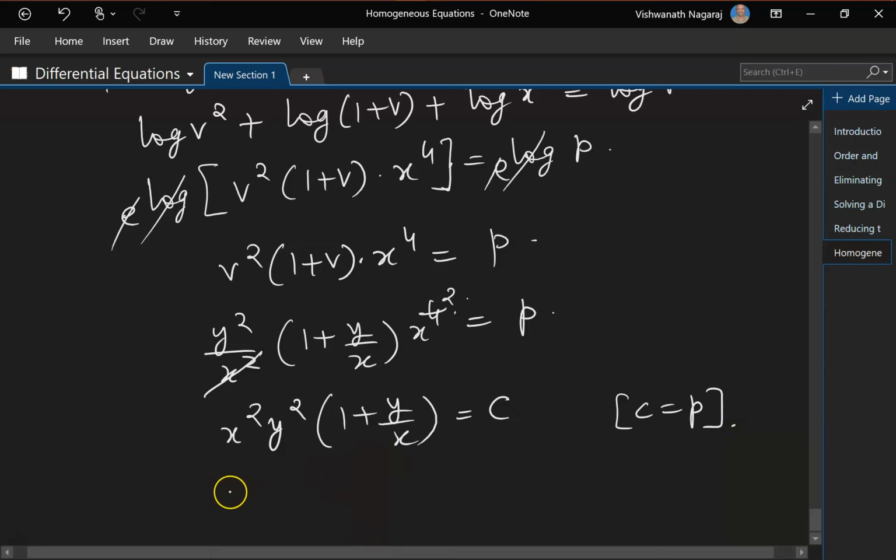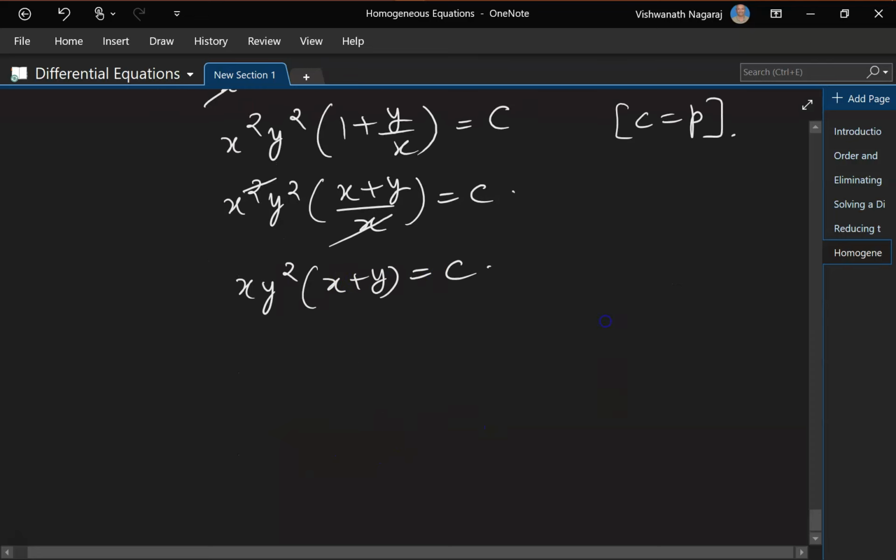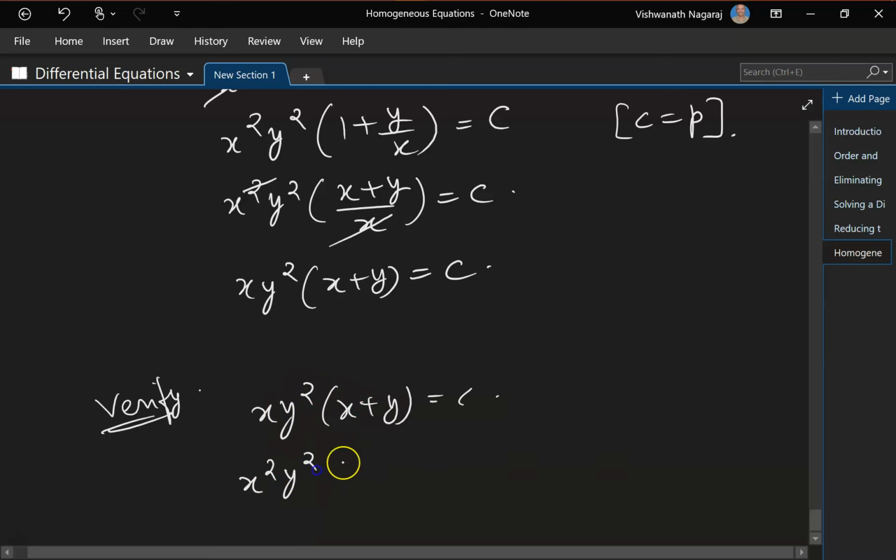Or I think we can go one more step. x square y square times (x plus y) by x equal to c. So one of these x's get cancelled. So x y square (x plus y) equal to c. Now how do we verify it? Let's verify. So we differentiate this. Alright. So before differentiating, let's simplify it. x square y square plus x y cube is equal to c.